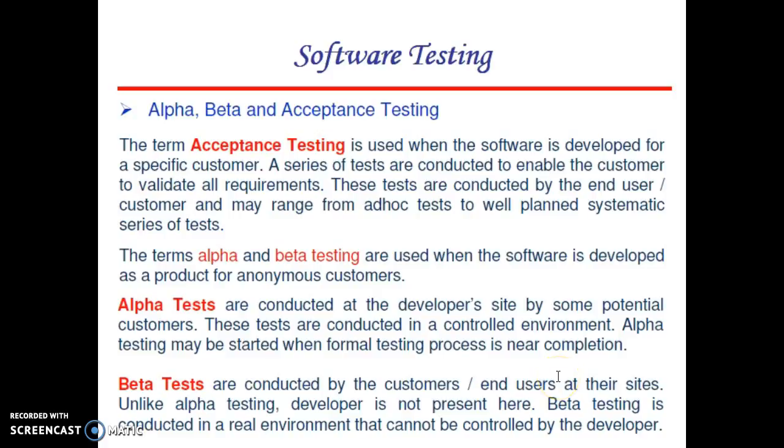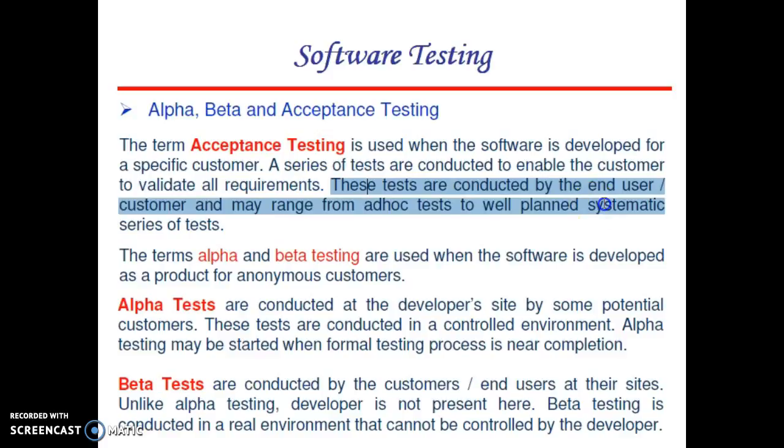We have different types of testing: alpha testing, beta testing, and acceptance testing. First, describing acceptance testing. Acceptance testing is used when the software is developed for a specific customer. That means a customer has some requirements, and according to those requirements, we generate tests for a particular software for that customer. So a series of tests are conducted to enable the customer to validate all requirements. That means a user will test whether their requirements are going to be fulfilled by this software or not.